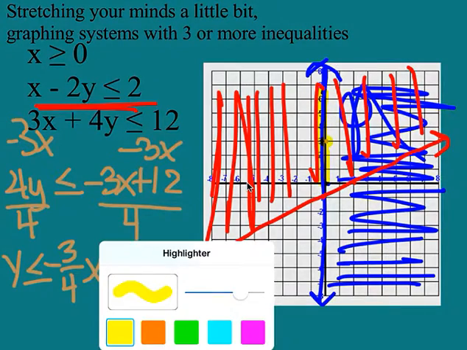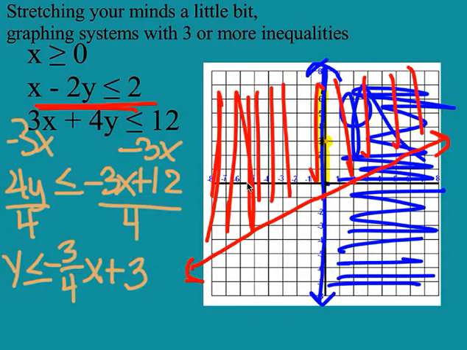So I'm crossing the y-axis at 3. So I'm just going to go ahead and plot that point. Then I'm going to go down 3 and right 4. Down 3 and right 4. So I'm going to connect those again with a solid line. Since the alligator is facing away from the y, I'm going to shade down.